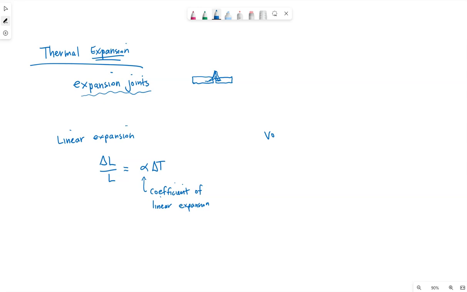For volume expansion, our equation looks like this. The change in volume overall over the original volume is a constant. This is beta. It is a Greek letter. It is the coefficient of volume expansion, and then times the delta T.